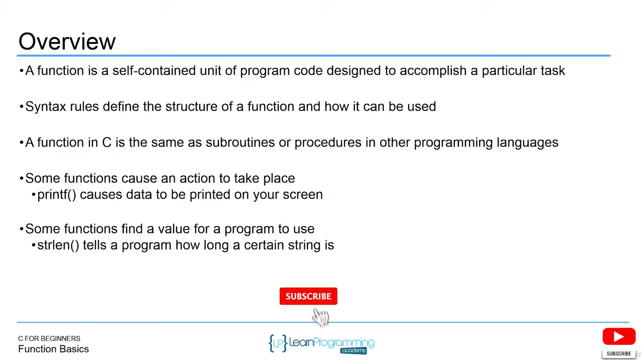Other functions, though, can just find a value for a program to use. For example, when we study strings and character arrays, we're going to look at functions for string manipulation. There's a function in particular called strlen, and that will tell a programmer how long a certain string is. It doesn't perform an action, it just gives information back to you. So functions are going to perform tasks depending on what you need to accomplish in your program. It's either going to cause an action, or modify a program value, or return a value, or tell you some status information.